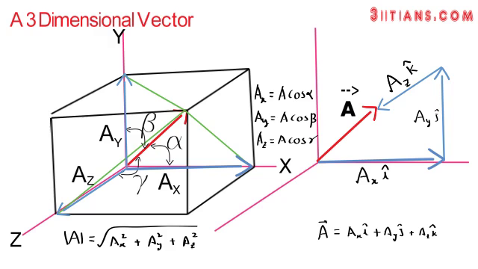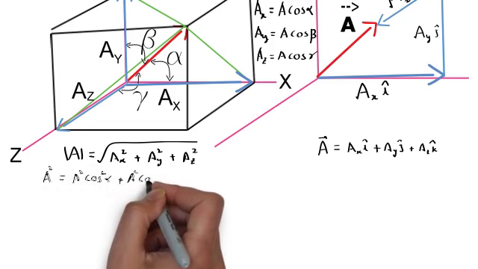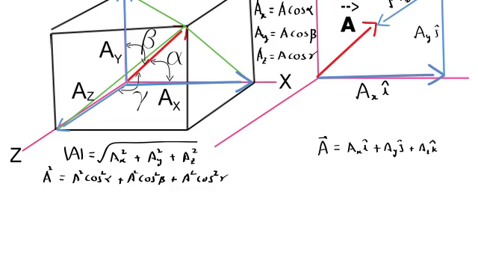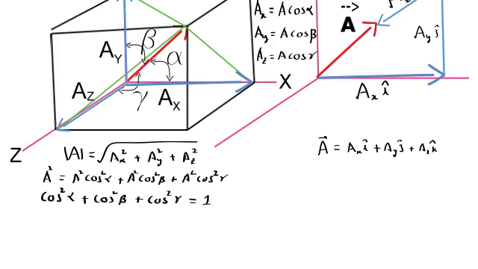If we put the values of ax, ay and az in the equation A equal to under root of ax square plus ay square plus az square, we will get A square equal to A square cos square alpha plus A square cos square beta plus A square cos square gamma, and therefore we will have cos square alpha plus cos square beta plus cos square gamma equal to 1. That means if alpha, beta and gamma are the angles which any vector makes with the x, y and z axis respectively, we will always have cos square alpha plus cos square beta plus cos square gamma equal to 1.